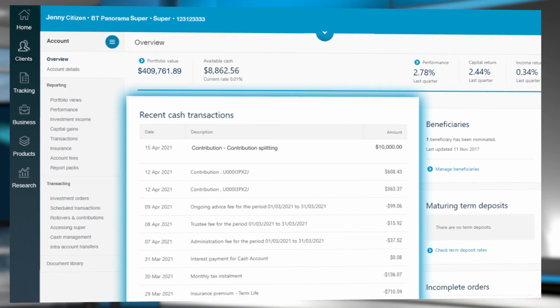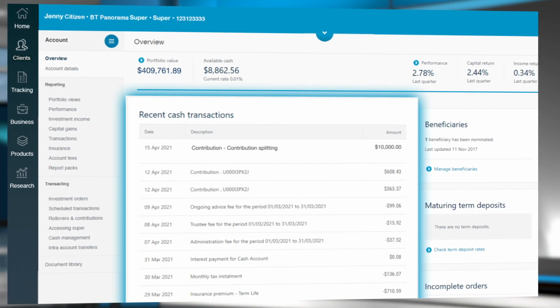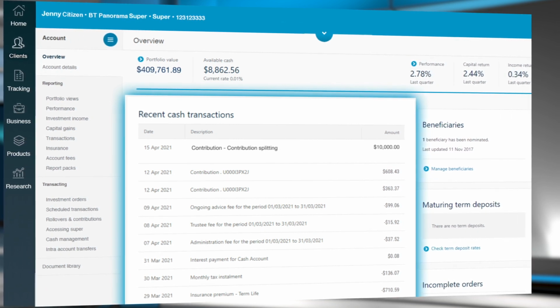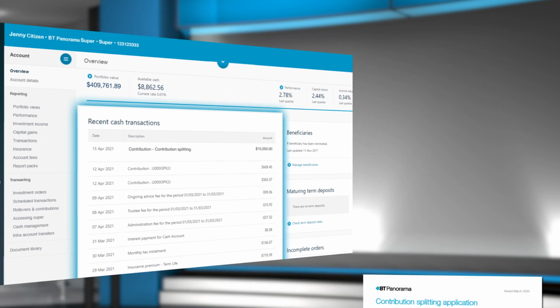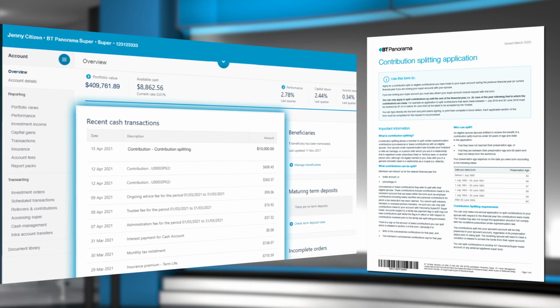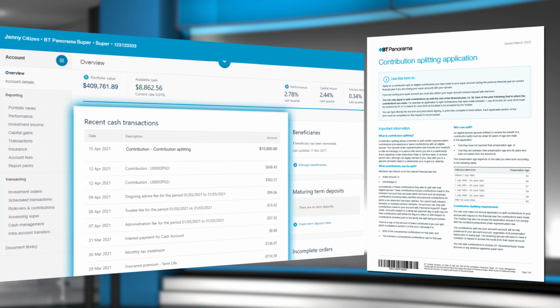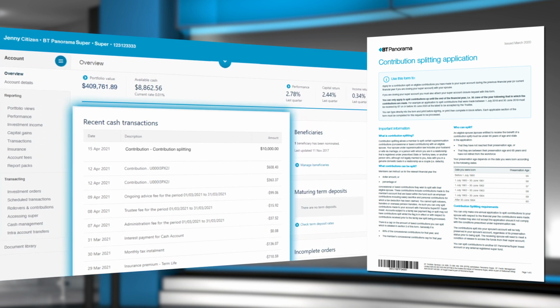Note that only one application can be submitted per financial year, except in a year where the account is being closed. In that case, another contribution splitting application needs to be completed to split contributions from the current financial year and submitted with the super account closure form. Please contact the BT Panorama SMSF Administration Service for contribution splitting on Panorama SMSF accounts.